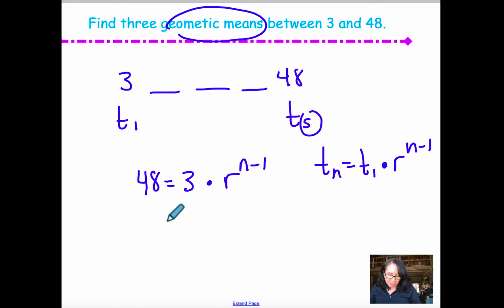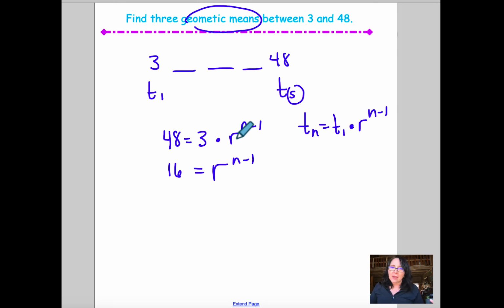So the first thing I'm going to do, to solve this, I'm going to divide by 3. 48 divided by 3 is 16, and that equals r to the n minus 1 power. Now, I know what n is. N is 5. So let me put that in here. Hold on real quick. I just realized that I have 2 unknowns. So that can't happen. So here we go with 4. So now we have 16 is equal to r to the 4th power.